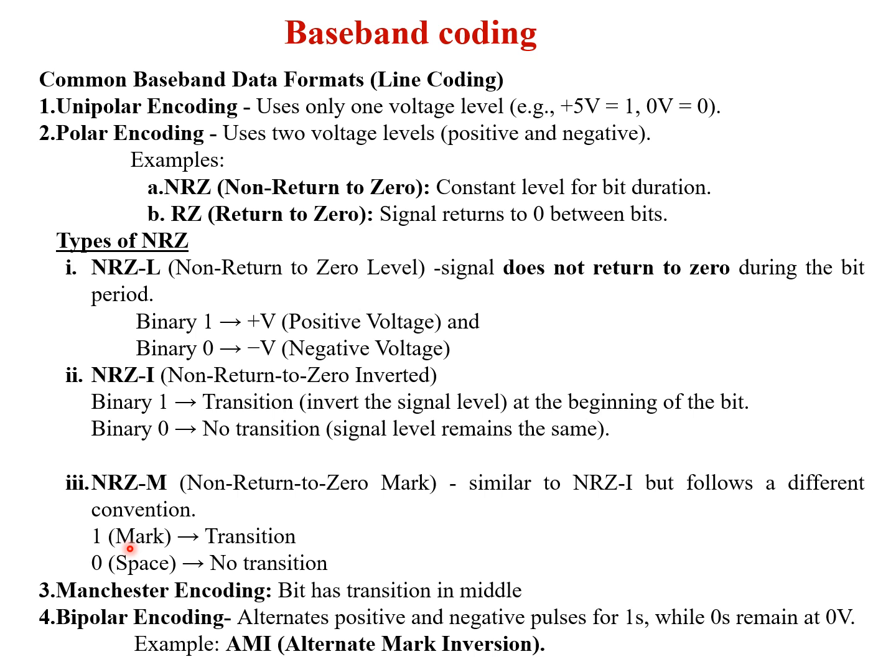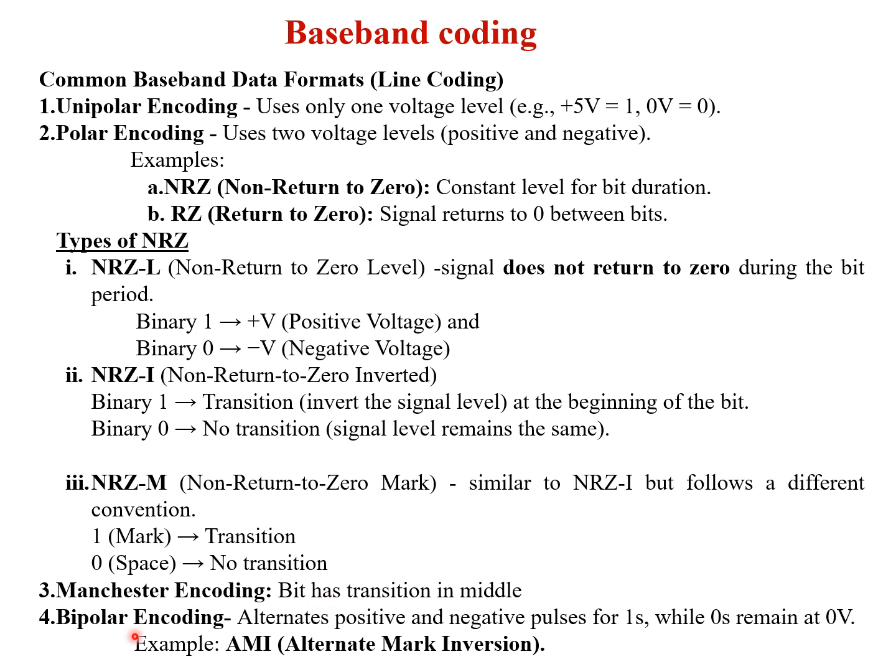Binary 1, mark, so there is a transition. Binary 0, space, there is no transition. The third type of coding is Manchester encoding. Here each bit has a transition. There is a transition in the middle of each bit for good synchronization.